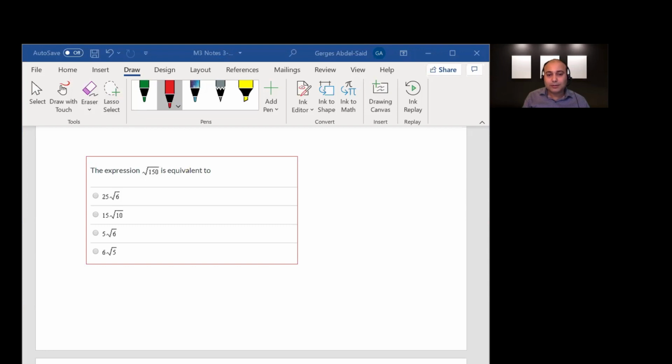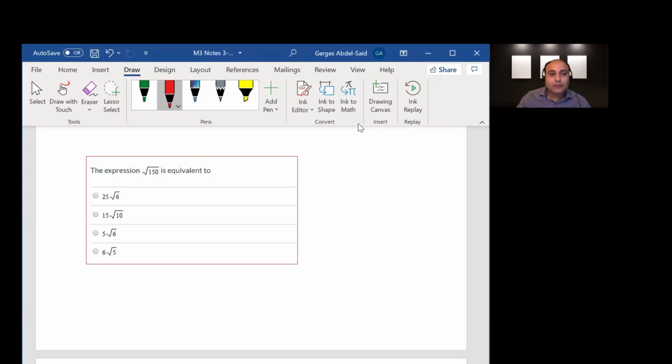We got that. Square root of 150. We got B. Perfect. All right. So let's get back here. Square root of 150, which is going to be 5 square root of 6.